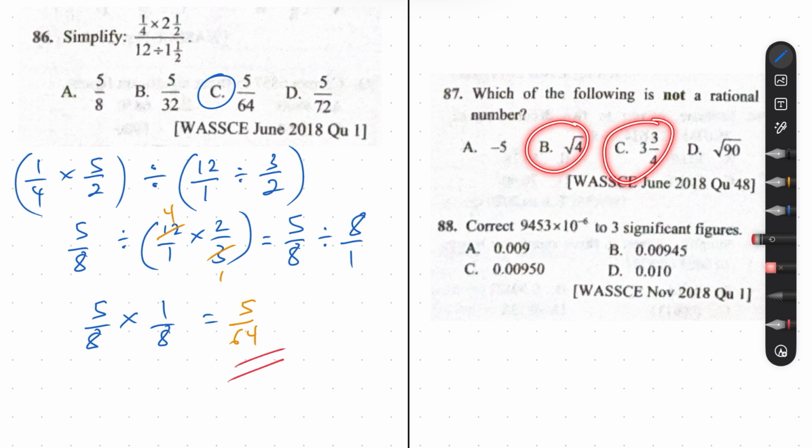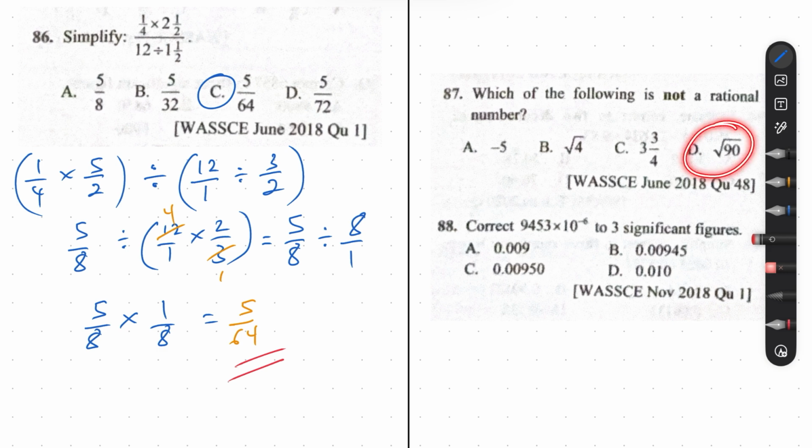Is this a rational number? Of course it's a rational number, because you can just change this into fractions and you get an improper fraction. Not all improper fractions are rational numbers, but this particular one is, because you're not going to get any recurring decimals. That will give us 3 whole number and 3/4, which is 3.75. So this is a rational number.